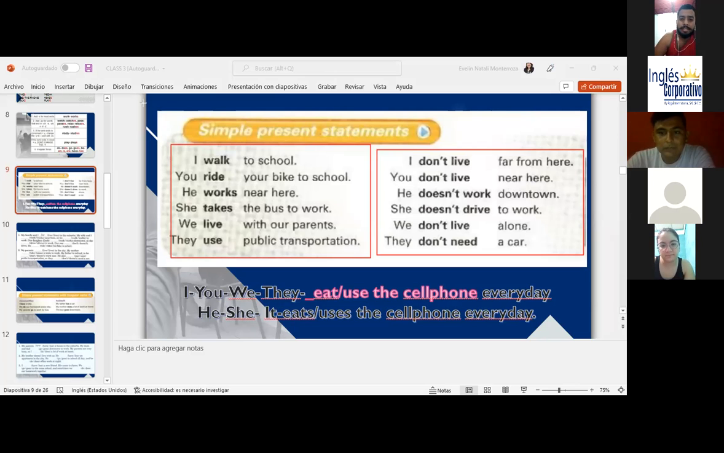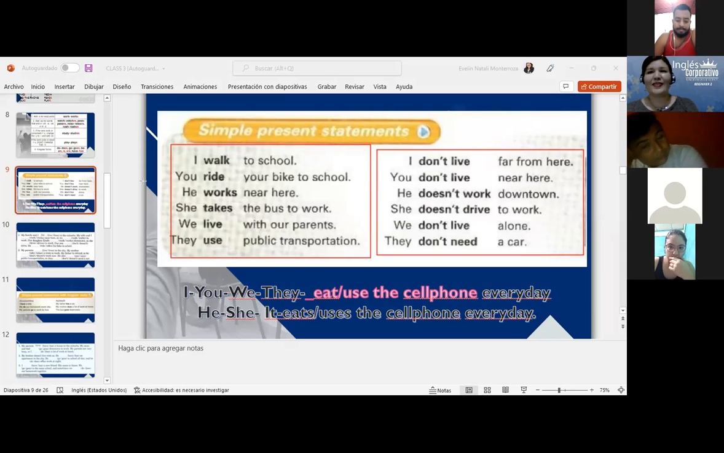Thank you very much, my dear students. Remember, we say parents, right? Parents. That's the only thing. And yes, doesn't. It's important, right? So just to remember, with I, you, we, and they, we use the normal form of the verb. With he, she, or it, we change it, right? For the S at the end. And if you have an auxiliary, the verb doesn't change.